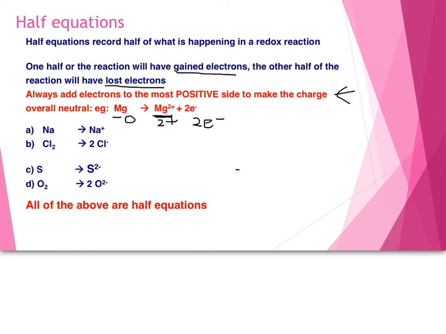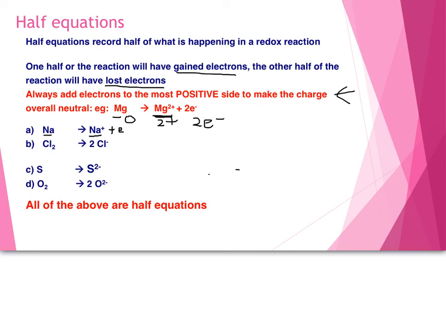Okay, so for this first one, for A, just look at it. Sodium's on the left, sodium ions on the right, and the most positive side is the right, so that's the side we're going to add electrons. We've got 0 charge on the left, and we've got 1 plus charge on the right, so I'm just going to add 1 electron to that. You can just write an e, you don't really need to have an e minus.